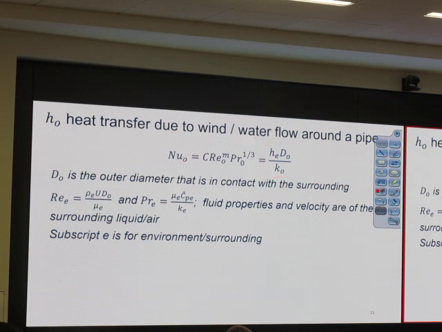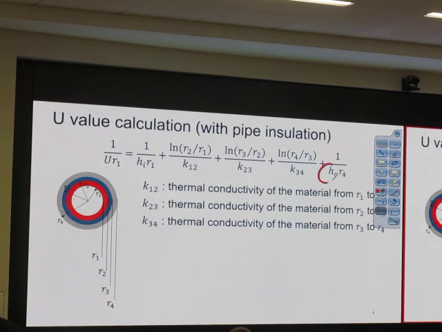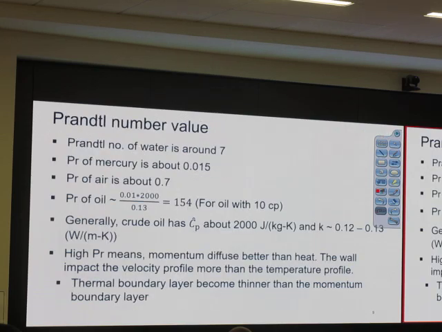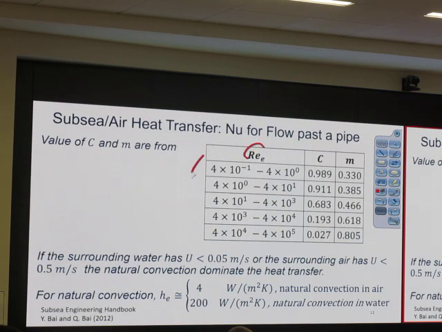The empirical correlation to estimate H sub O. H sub O is that term. The external heat transfer coefficient is from a C value multiplied by the Reynolds number to the power of M, and the Prandtl number to the power of 1/3. So basically it's another correlation based on the Reynolds number of the outside flow. The values of M and C depend on how much the Reynolds number is. This is good for both subsea and air. So basically, it's a correlation.